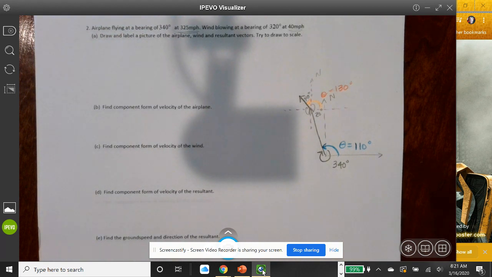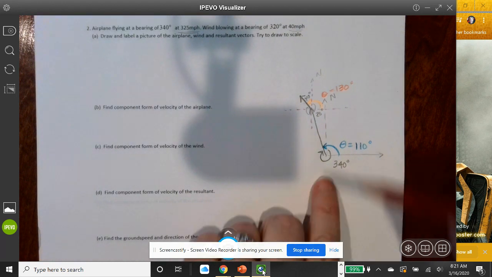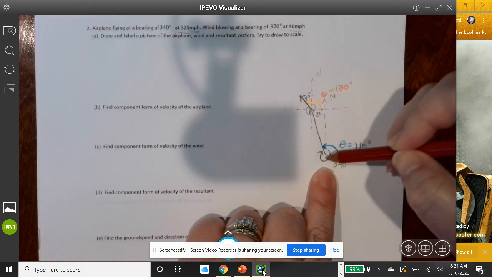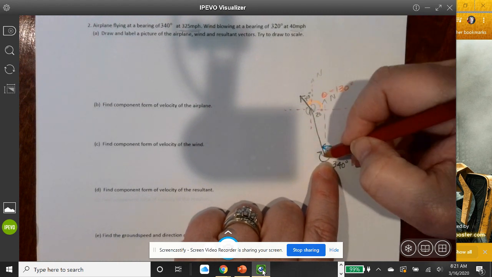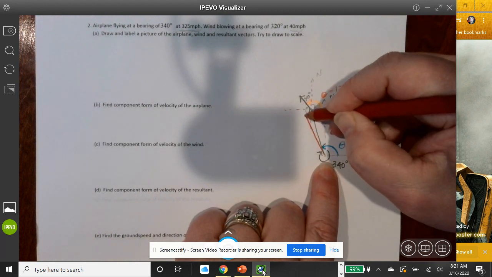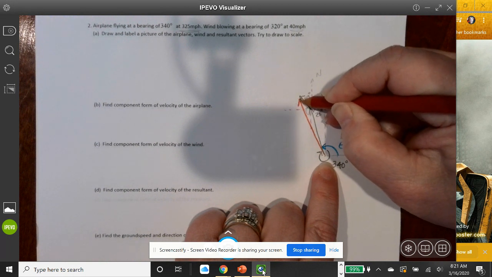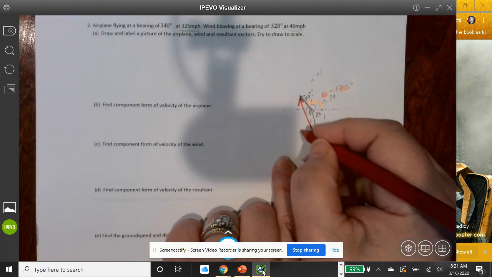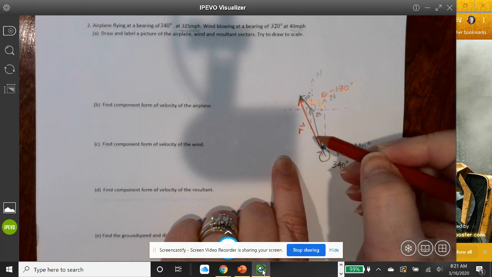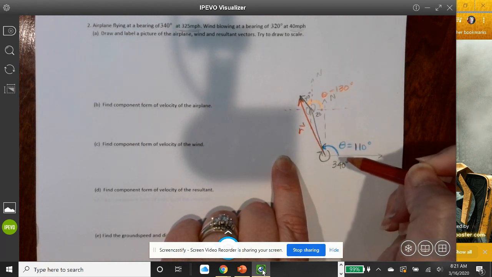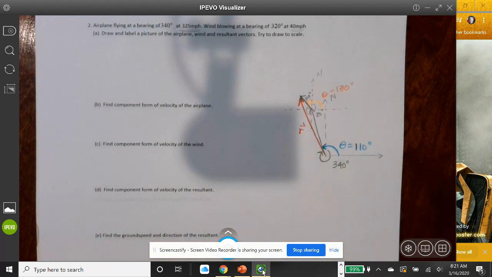But what is the resultant vector out of all of these? The resultant vector is when I go from the tail of the airplane vector to the tip of the wind vector. Now these are going to be pretty tight here, so there is the resultant vector. So what is the wind doing? The wind is pushing the airplane a little bit off from its trajectory, which makes sense because they're working together.